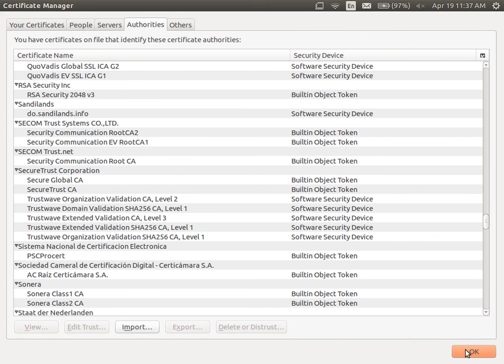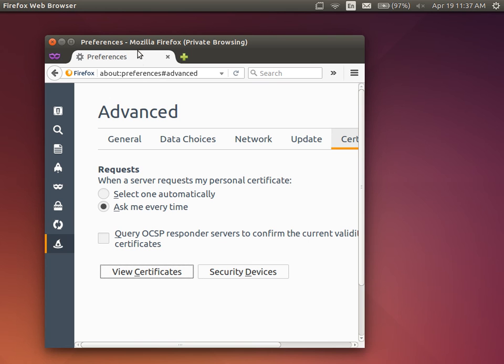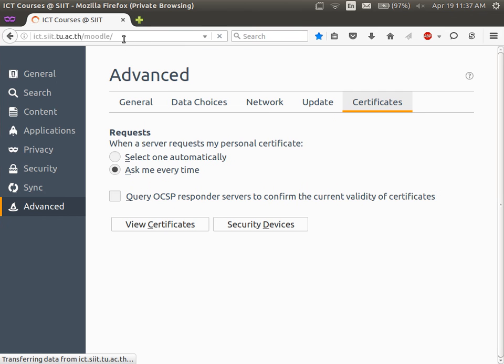And when we access a secure website, let's see if we can access our Moodle website. Does Moodle use HTTPS? Let's see.